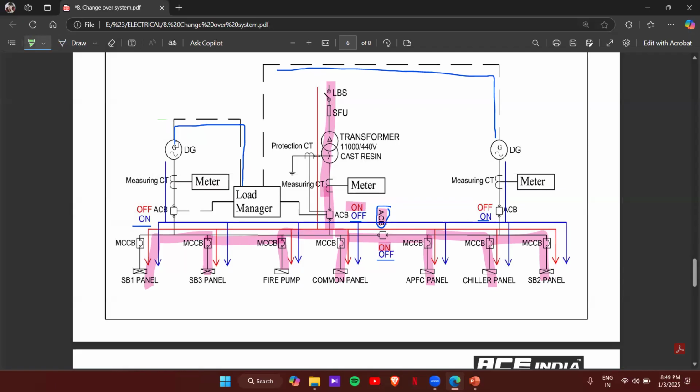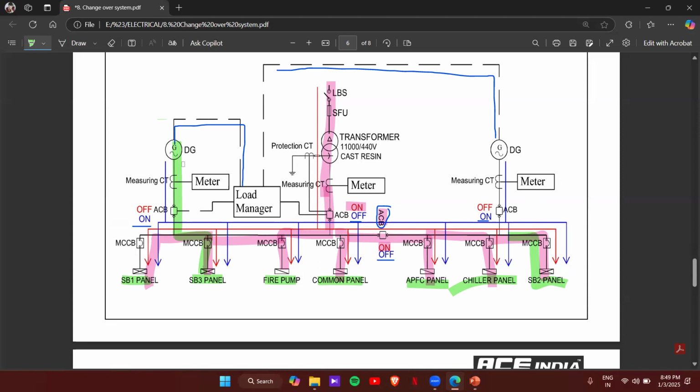DG1 will provide backup to these panels: SB1 panel, SB3, fire pump, and common panel. Since the middle ACB is turned off, it will go to this side. And DG2 will provide backup to SB2 panel, chiller panel, and APFC panel. So this is how you balance the loads.